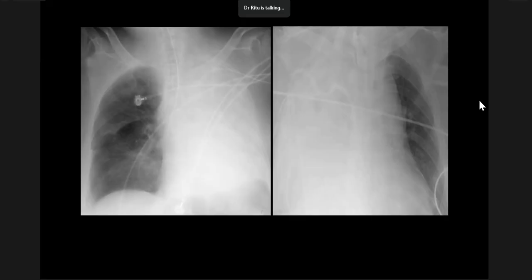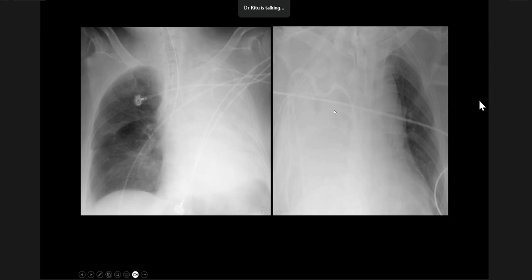Two examples here. One is an effusion, one is a collapse, and both have whiteout, and I want to show you the side by side. You can see in this case, there's a complete whiteout of the left lung, but the shift of the mediastinum is to the same side. So that means the heart and the mediastinum is shifted to the left, and you can also see that an ET tube projects to the right mainstem bronchus. So this is complete collapse of the left lung.